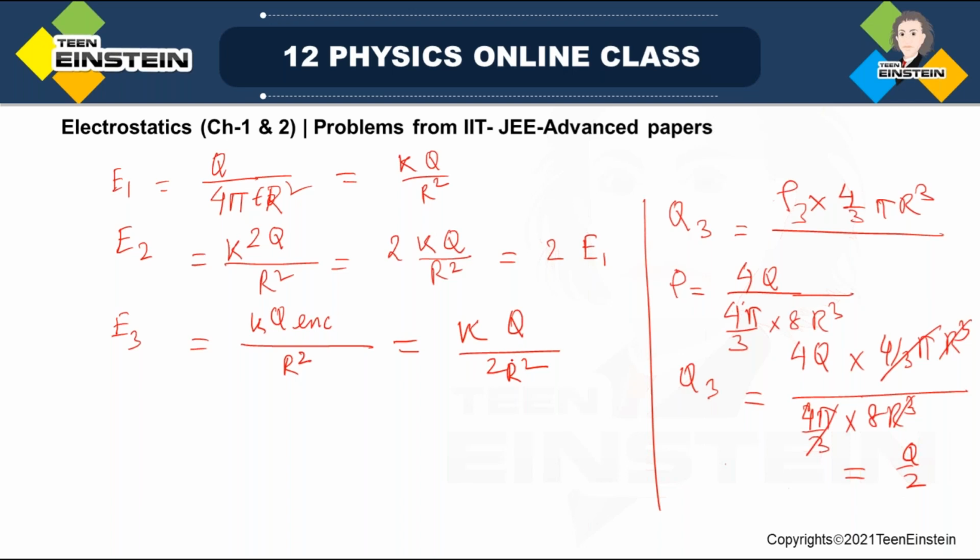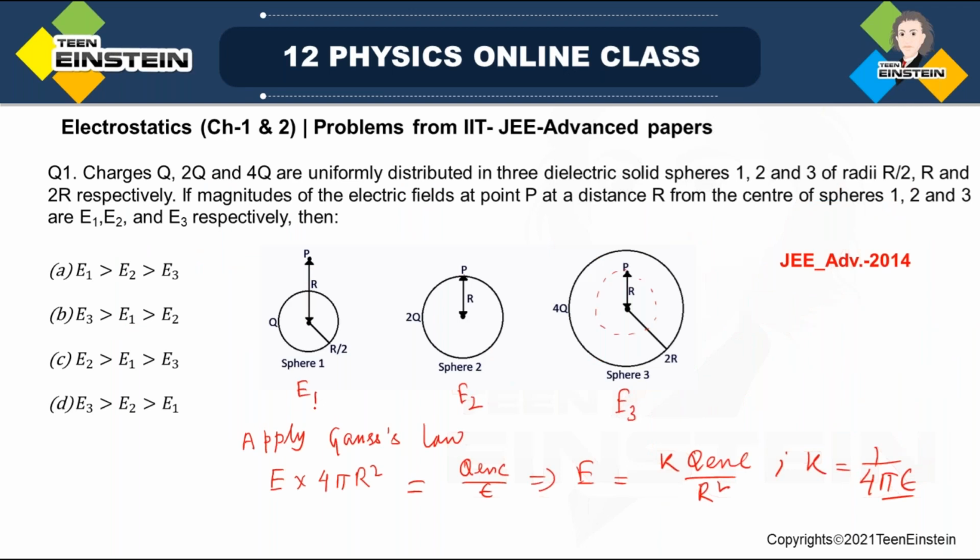Okay, so look, this is actually less than even E1. So what we get here is that E2 is the greatest, then E1, then E3. So this is the sequence. Let us see if we have it. Yes, C is the correct option for this question.